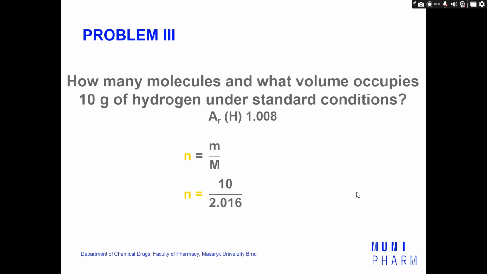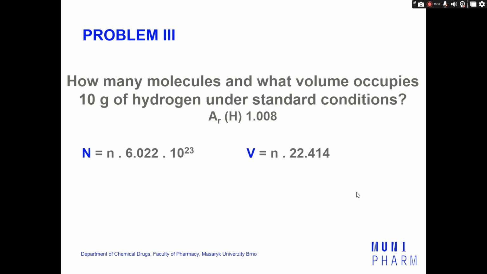What can be tricky? Don't forget that hydrogen as a gas commonly occurs under standard conditions in the form of diatomic molecules. So we have to count with the molar mass that equals the relative atomic mass multiplied by 2. The calculated amount of the substance from 10 grams of hydrogen is then 4.96 moles.